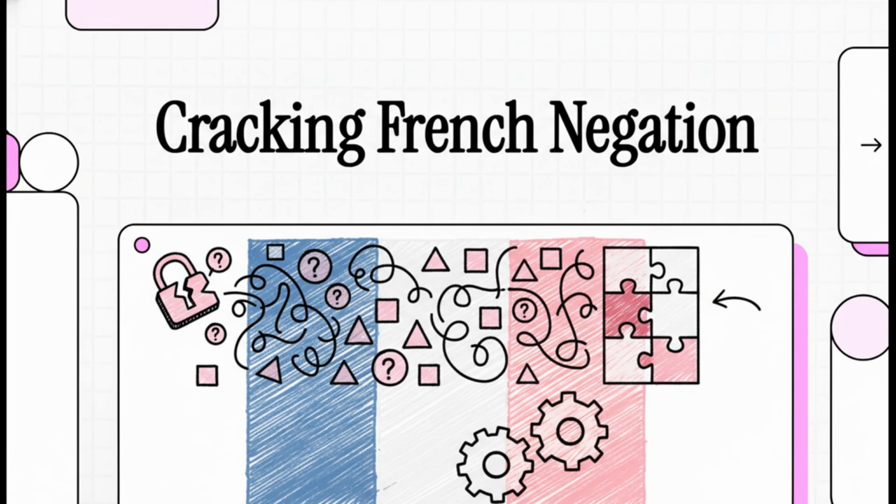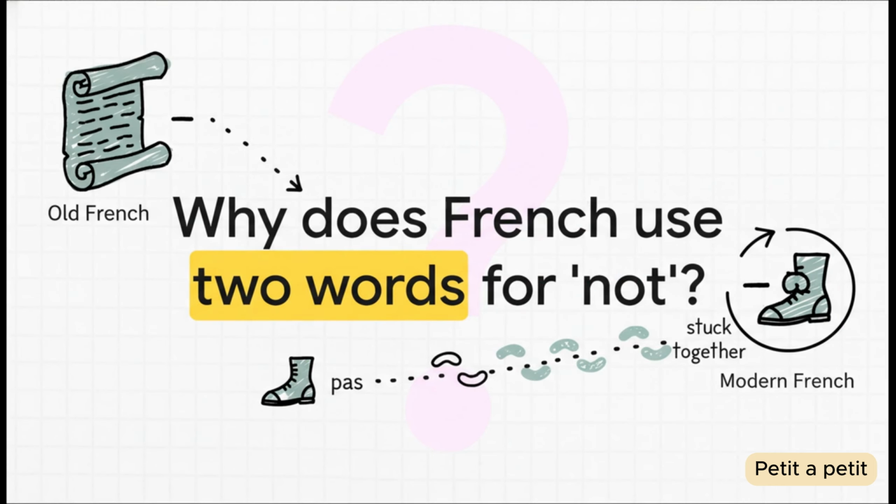Okay, so let's be real, learning French can sometimes feel like you're trying to crack some kind of secret code, right? Well, one of the first big puzzles everyone bumps into is negation. But I promise, it just seems complicated. Today, we're going to crack that code and find this super simple pattern behind it all. Let's do this.